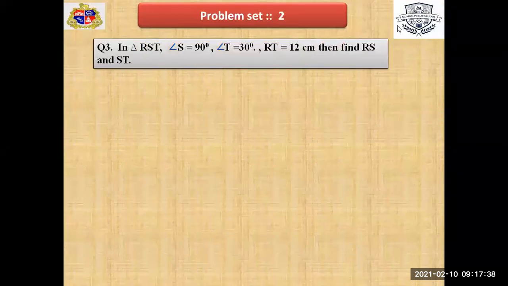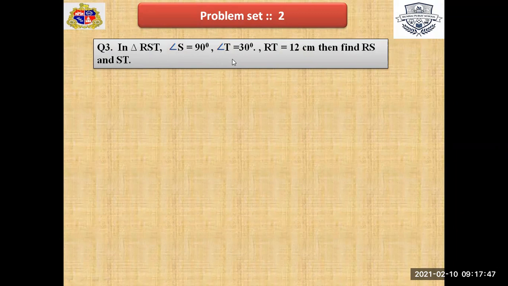See the next question. In triangle RST, angle S is equal to 90 degrees, angle T is equal to 30 degrees. RT is equal to 12 centimeters. Then find RS and ST. So first we read the question carefully. From the question, first we draw the diagram. What is given in the question?